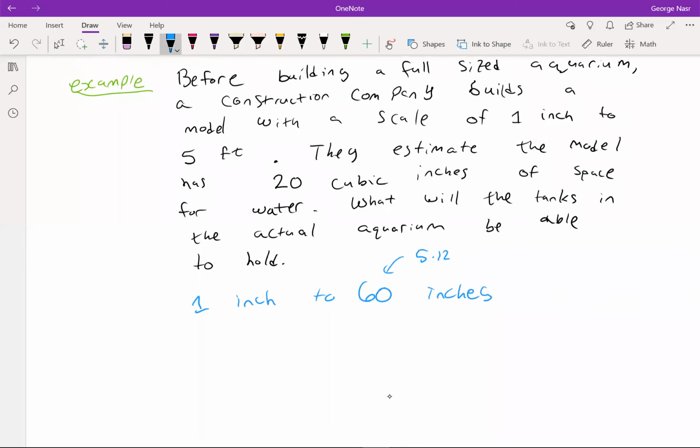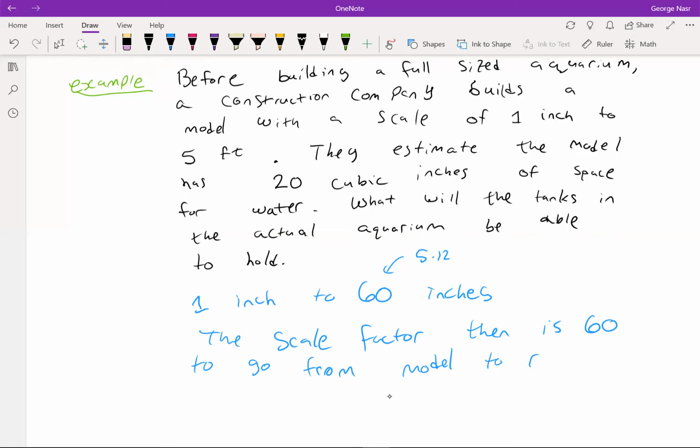So this means the real aquarium, or rather the scale factor, then, is 60 to go from the model to the real thing.